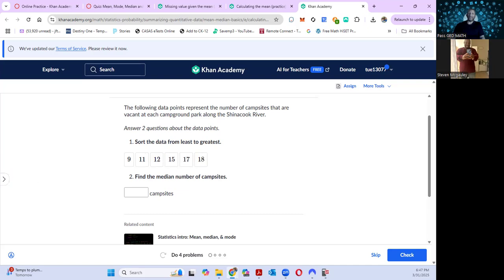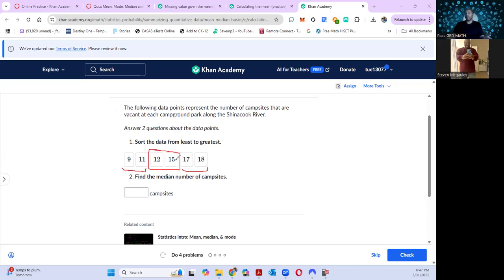We have an even amount, so we need to find the two in the middle. What are the two in the middle? 12 and 15. Okay. So now there's two on the left, there's two on the right. We are in the middle.